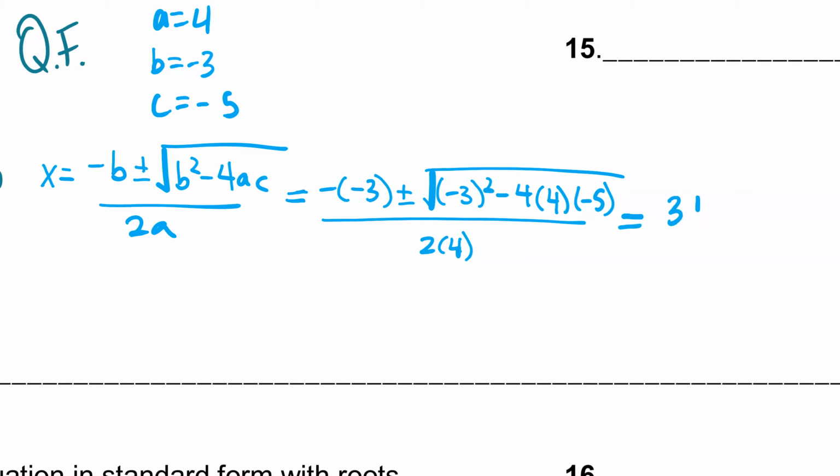So this is 3 plus or minus square root. Negative 3 squared is 9. Let's see. Negative 4 and negative 5 are 20. 20 times 4 is 80, so plus 80. And you will have your calculator, so instead of doing negative 4 times negative 5 in your head, you could type that in and you'll get the same intermediate step.